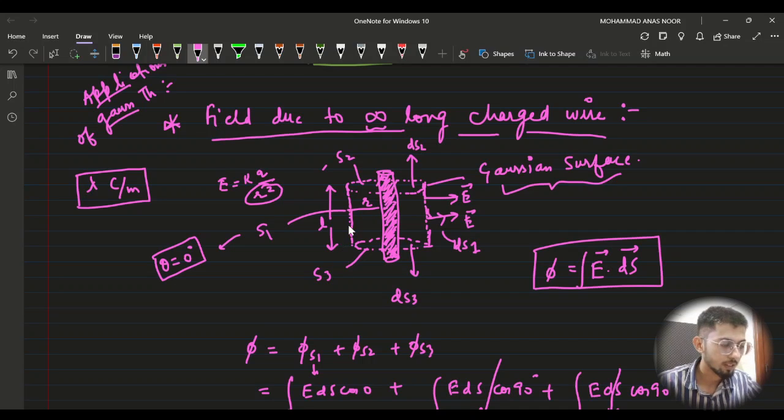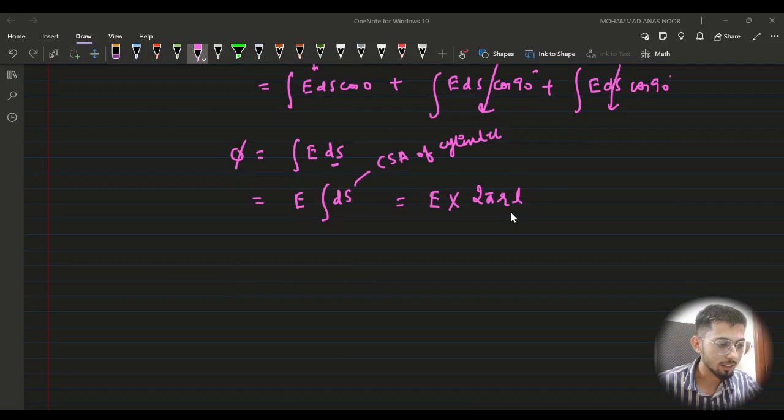And what is this length? The length of the cylinder, not the wire, because the wire is infinitely long. We don't know the length of it, right? The length of the cylinder we have enclosed it in, this is what L is. So the first thing you have found is flux equal to E into 2 pi r l.